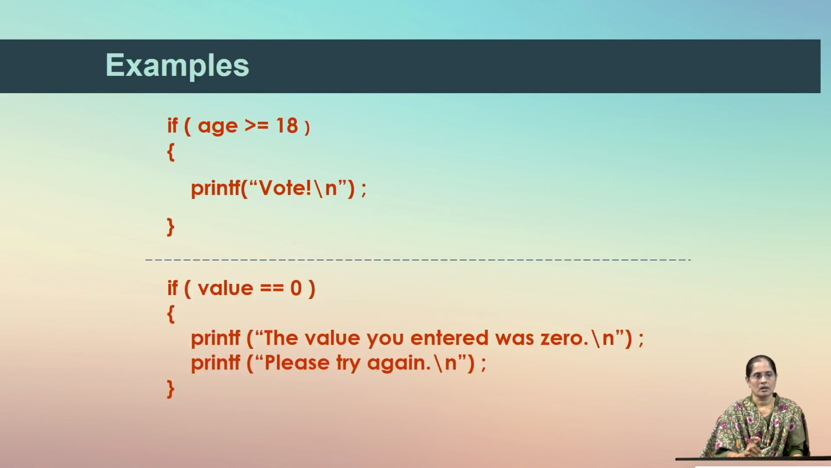So, the examples are if age greater than or equal to 18, in which we use the relational operator greater than or equal to. If this condition becomes true, then the statement inside this block, inside this selection body, will be executed. If value equal to 0, here this is used for checking equality between two operands. The equal operator is used for verifying equality.